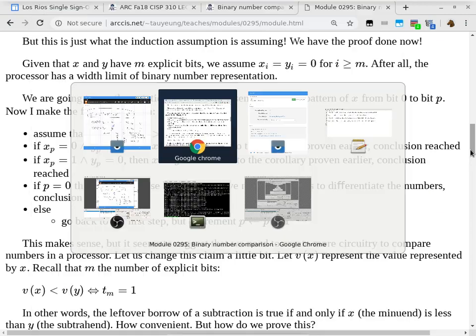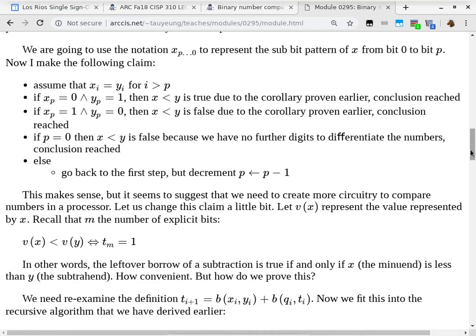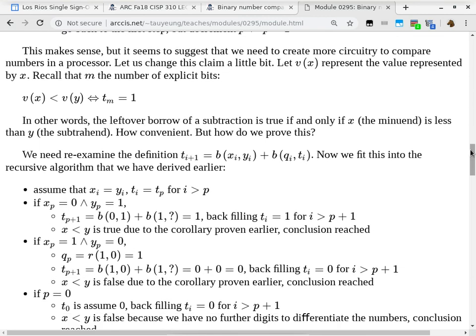So moving along in the notes. Now that we know how we can look at the bits, find out when to stop, and determine which number is smaller, when we perform a subtraction, what is the indicator that x is less than y? X being a binary number, y is a binary number. Well, as it turns out, we can use something like this. When I use the v function here, v of x and v of y, we are just emphasizing that we are talking about the value represented by x and the value represented by y.